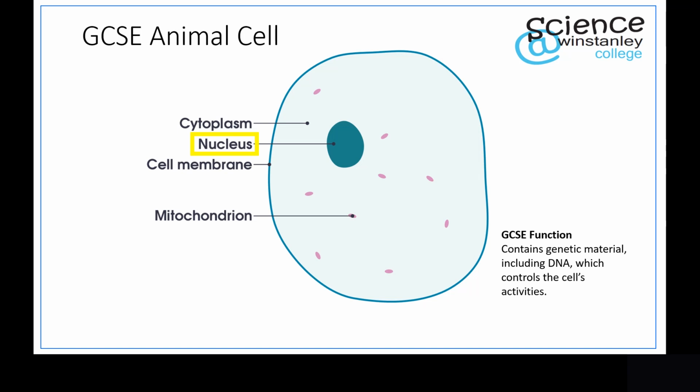So again, at GCSE, this is what you're taught, okay? You're taught that the nucleus contains the genetic material, which includes the DNA, which controls the cell's activities. Okay? So this is not false, this is true. The nucleus does control the cell's activities, but there's a little bit more to it than that. And at A level, you'll learn the extra detail about the nucleus and all of its different components and their role too.